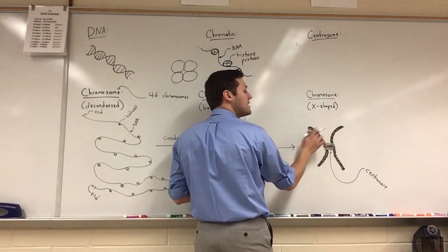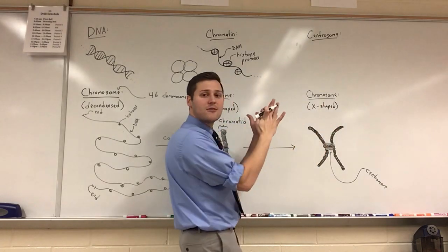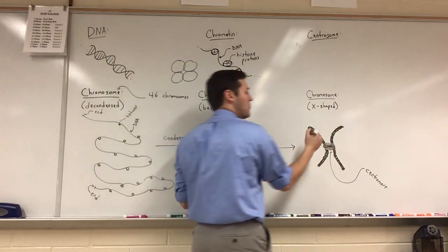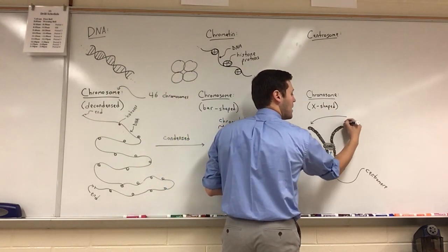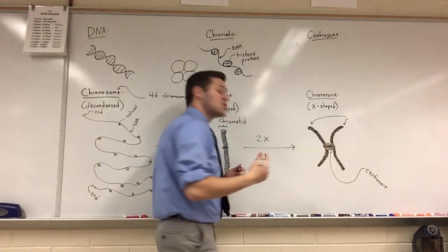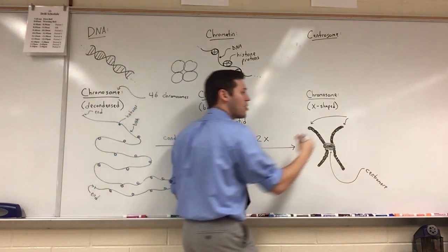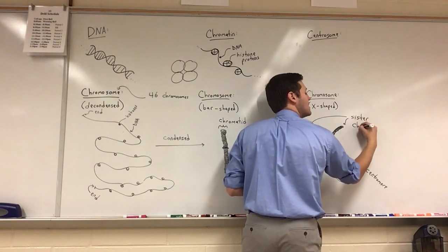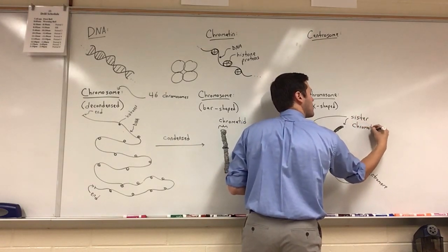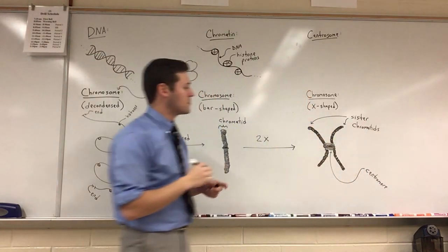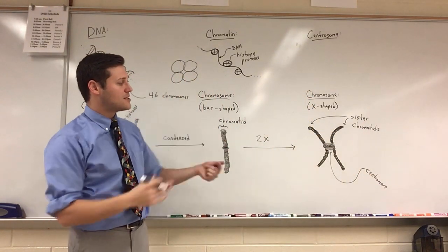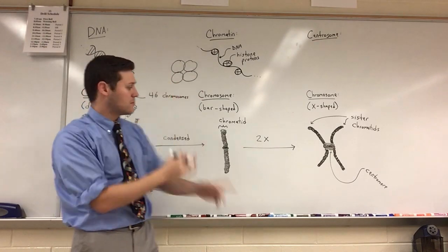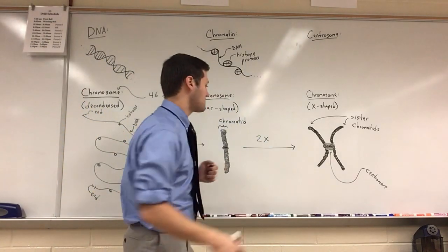If we see two chromatids stuck together like this on an X-shaped chromosome, I'll point to these two chromatids. We don't just call them chromatids, we call them sister chromatids. So we have our sister chromatids attached at the center through a centromere.